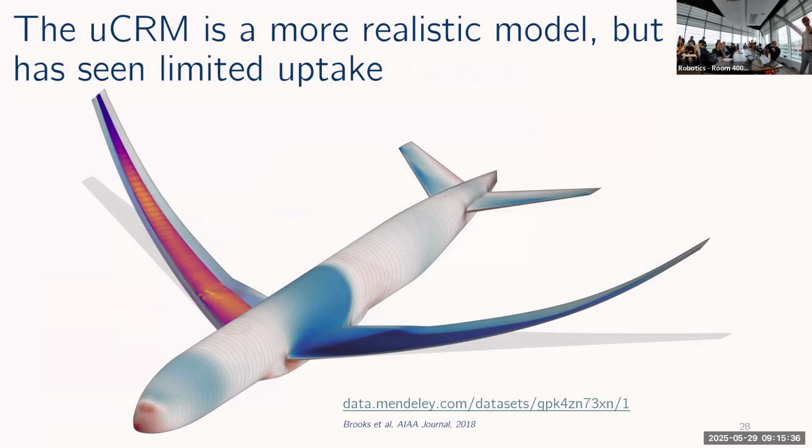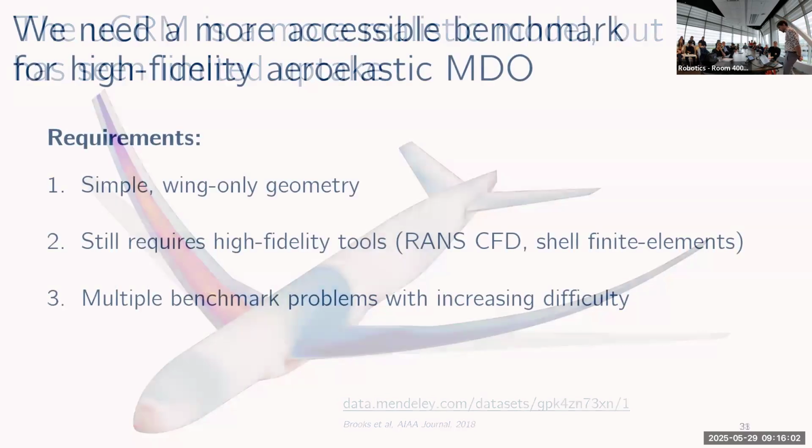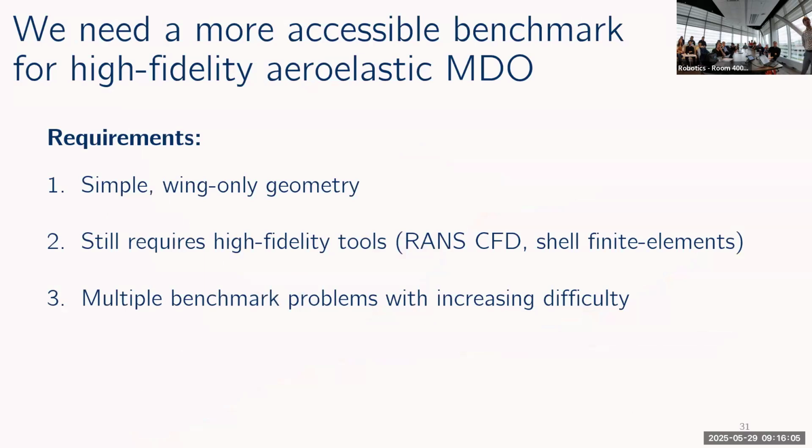Something that might be better is the UCRM. This is essentially an aeroelastic version of the CRM from the drag prediction workshop. This was developed and released by our lab a couple of years ago, but it seemed, to be honest, a fairly limited uptake so far. And I think this is because it's a pretty big and complicated model, so it's hard for people to get started with it. So I wanted to come up with a more accessible benchmark for people to work on.